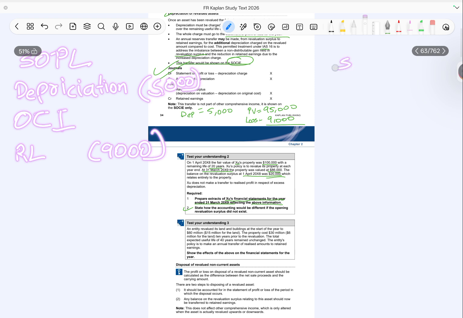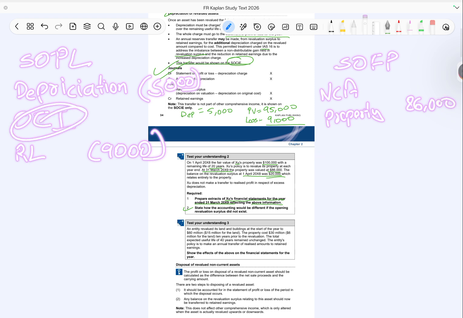Now we have a statement of financial position. In that, our new non-current asset value will be property at 86,000, because we have already set off the loss in our OCI. And within our equity section, first we had a revaluation surplus of 20,000, but now it has fallen by 9,000, so our new revaluation surplus will be 11,000.